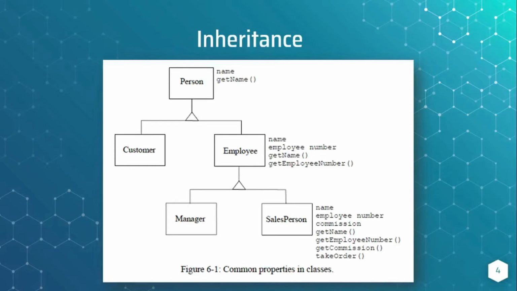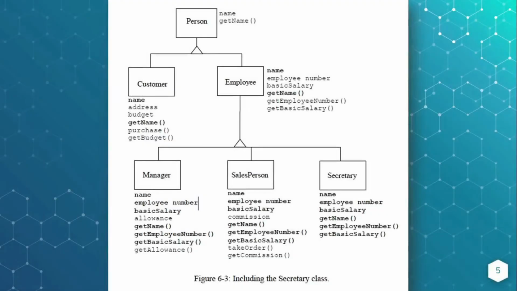Using inheritance, the salesperson class of figure 6.1 can now be defined by a combination of properties from the employee class, the person class, and its own specific attribute and method definition. Figure 6.3 shows the modified class hierarchy with inherited properties highlighted in bold. The information in the extended hierarchy suggests that all employees have a basic salary except managers and salespersons, who are paid on allowance and commission respectively.